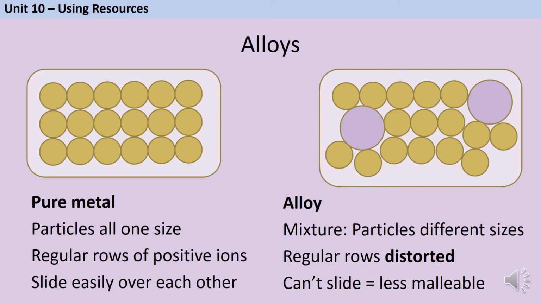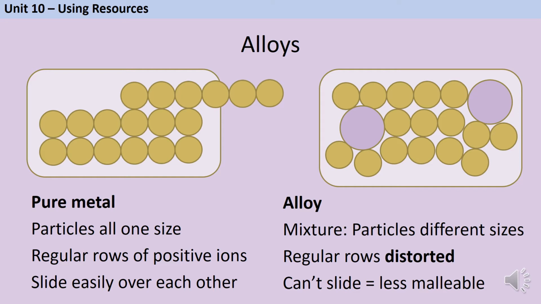Now, the reason for this comes down to the structure if we look at an atomic level. In a pure metal, all of the particles are one size because they're all the same element, so all the atoms are the same. And they form these regular rows of positive ions. Now, if you hit a pure metal, say with a hammer, it's possible for one of those rows to just slide over the other rows, and therefore this makes them malleable.